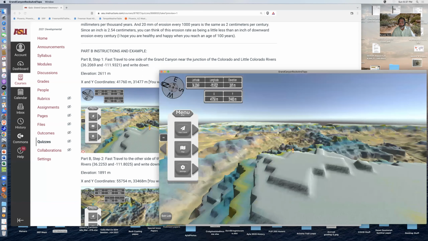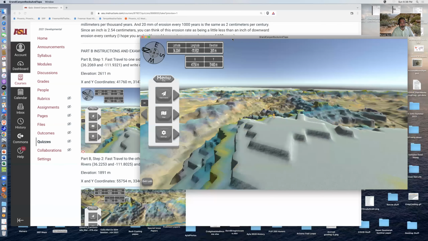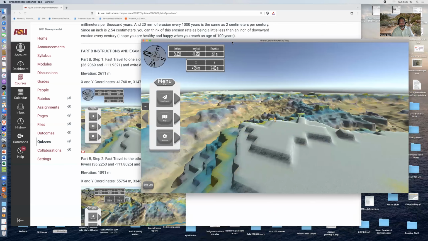up on the rim. The elevation is 2611, and then these are X and Y coordinates that we're going to use to calculate the distance to the other side of the Grand Canyon. The game has meters from the southwest corner in the X and the Y direction. And to calculate distances, you just have to use the Pythagorean theorem, and I'll walk you through this very simple process. It sounds like middle school math, but it's actually way simpler than you remember from middle school, when perhaps you were frightened, or perhaps hopefully it wasn't difficult for you.